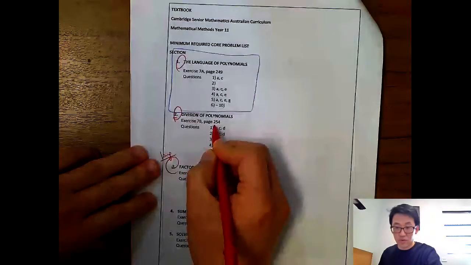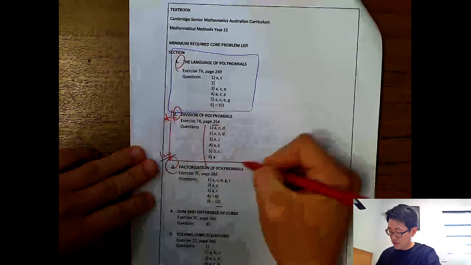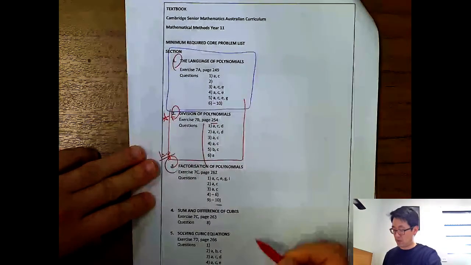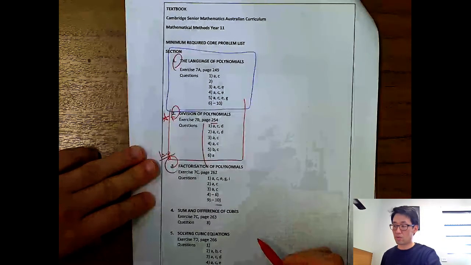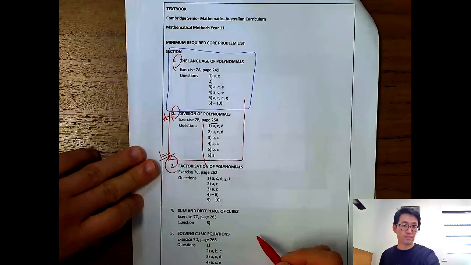That's it. So can you go to question 2, page 254. Make sure you have enough practice. That's all you need to do on Wednesday. Well done, guys.